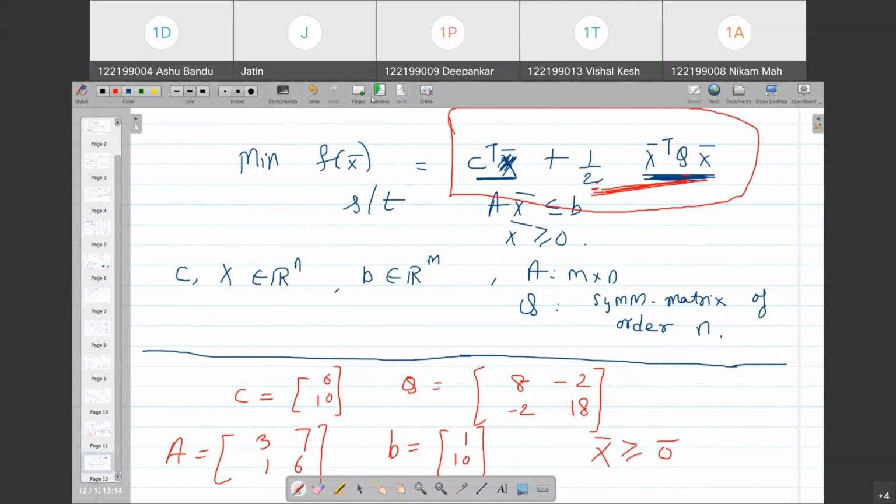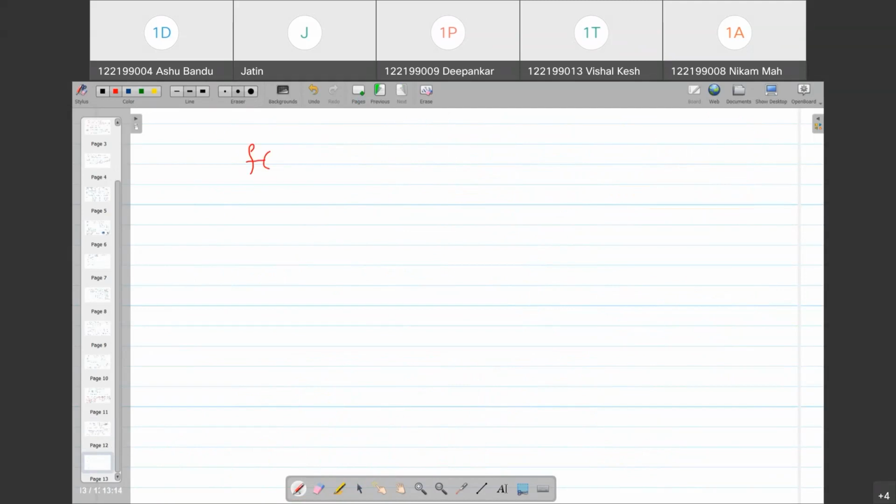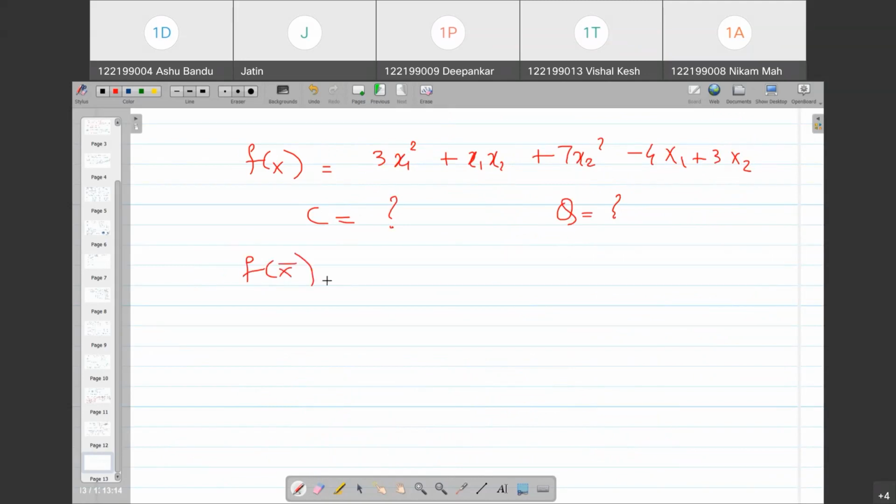Okay, can someone just write down this problem into that form? 3x1 square plus x1 x2 plus 7x2 square minus 4x1 plus 3x2. Can anyone tell me what is my C and what is my Q? Constraints, let it be. Constraints are linear, so linear is easy to write. Can you tell me what will be the C vector and Q matrix, such that your f of x bar is nothing but half x bar transpose Qx plus C transpose x bar?